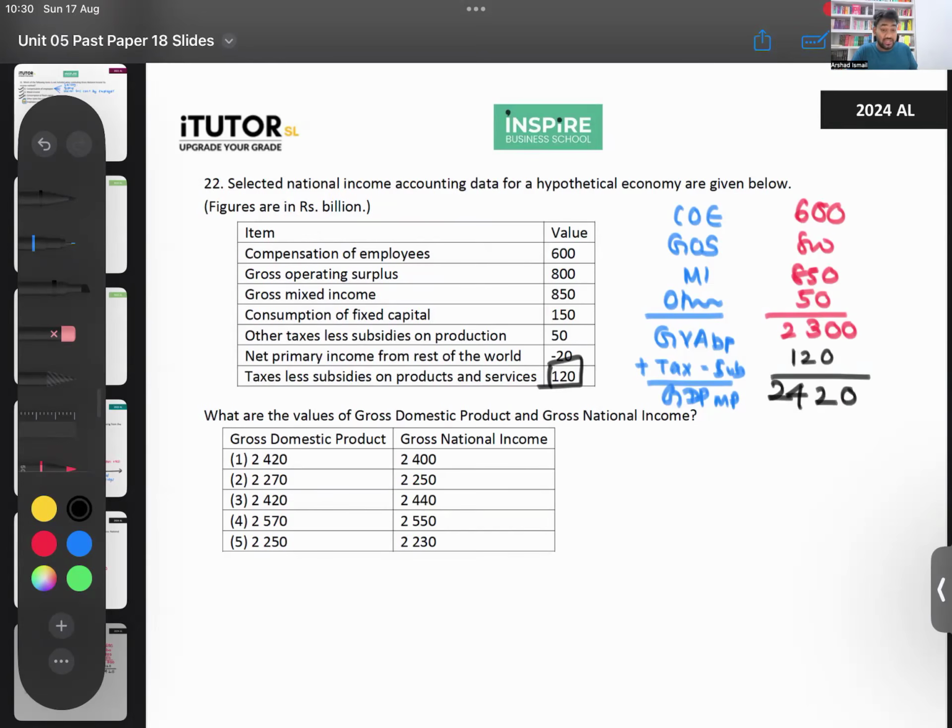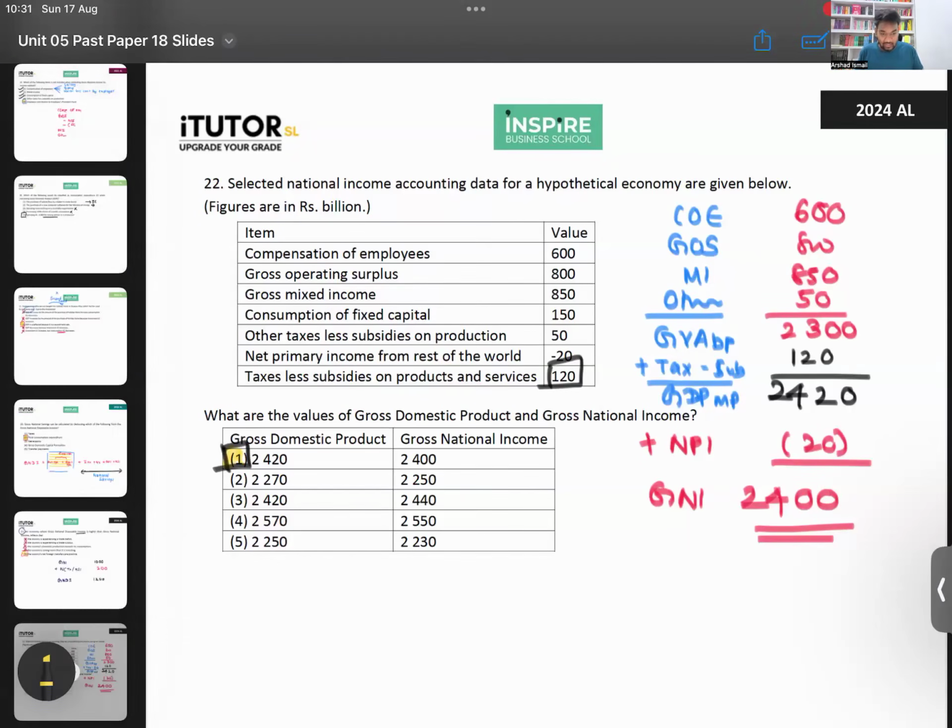Then they're asking for GDP and also GNI. How do you go to GNI? To this, you have to add net primary income. Net primary income is given as minus 20. So how much is my GNI? 2,420 minus 20 is 2,400. So the answer is option 1, 2,420 and 2,400. These are again like 3 marks in the paper. As long as you know how to calculate, just add and give the answer. Done. Okay, those are the MCQs from the income and expenditure approach.